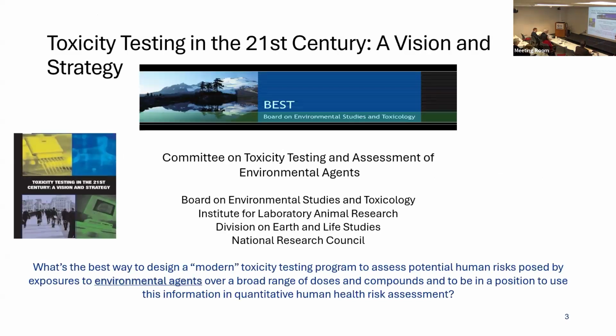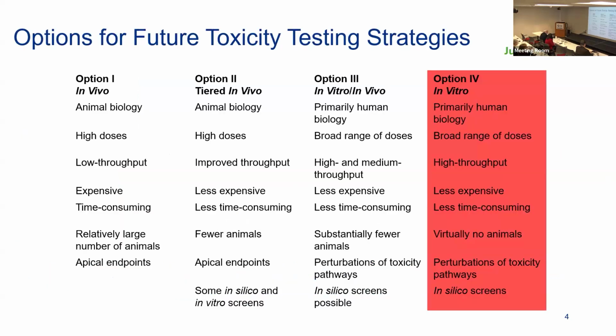I want to take you back to 2007 when this particular document came out of the National Academy of Sciences. It was a conglomeration of scientists, including toxicologists, drug people, safety people, regulatory people, and they were really focusing on environmental agents, but I think it applies to all of the agents. This is really where it all started. And the strategy that they developed was to move us away from animal testing to human testing.